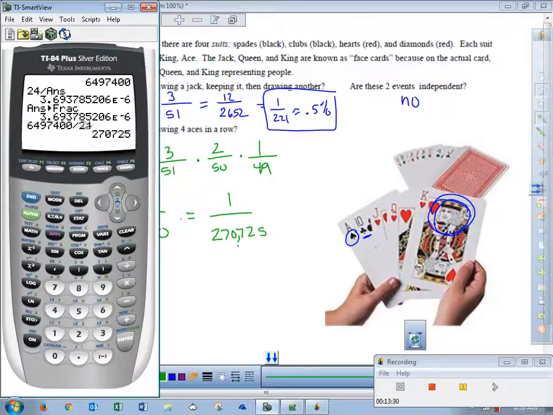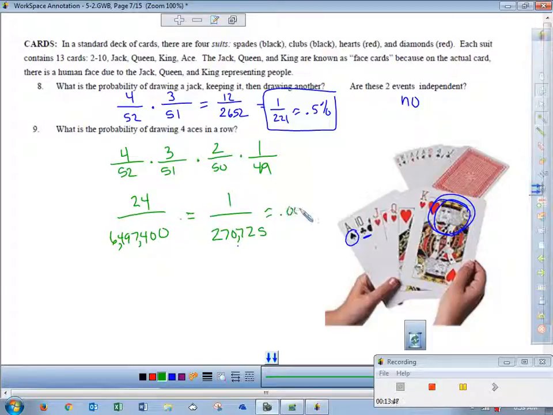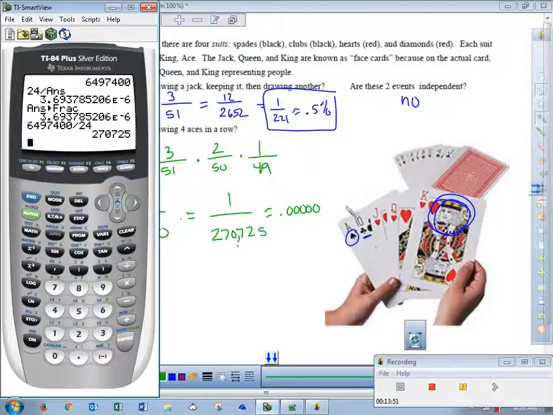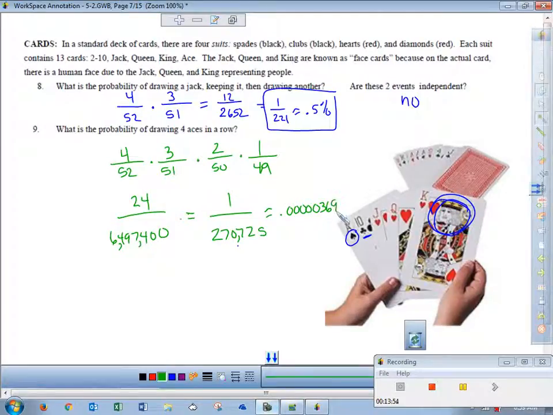Now let's talk about this scientific notation. This means you take this decimal and you move that decimal, see the e to the -6, you move it 6 places to the left. Since you've got one place here with that 3, you need 5 zeros, so it's about 0.00000369. And then if you change that to a percent, you move the decimal 2 places to the right again.